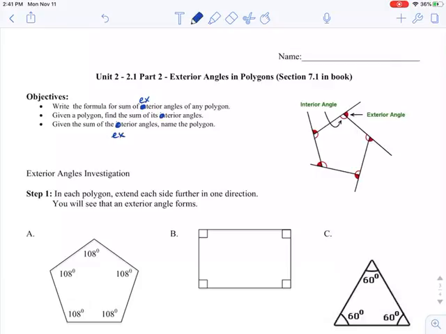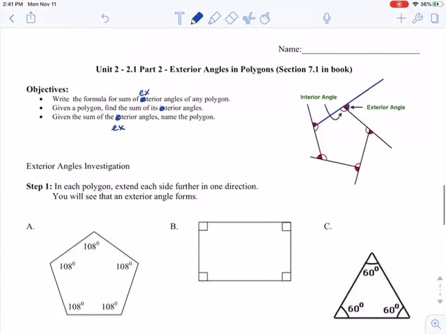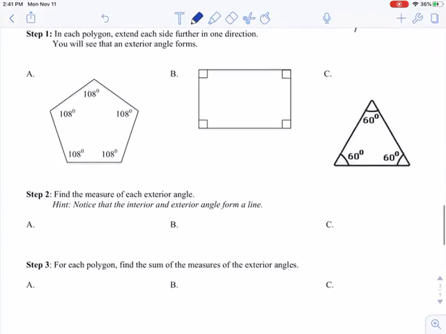I've got a diagram here. You can see that we get an exterior angle by extending one side and then measuring that angle that's outside of the polygon. So let's do a brief investigation. It says in each polygon, extend each side farther in one direction. So I'll do that.